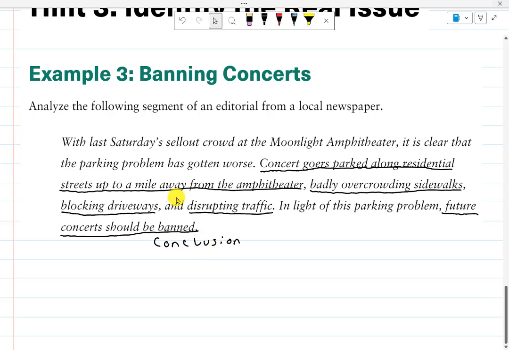So we see he's complaining about people parking in residential areas. They're badly overcrowding sidewalks, I guess, when they're walking along them, not parking on them. Blocking driveways, disrupting traffic. So we could just say that traffic is a lot worse. So a simple premise is this. Traffic is a lot worse during concerts.